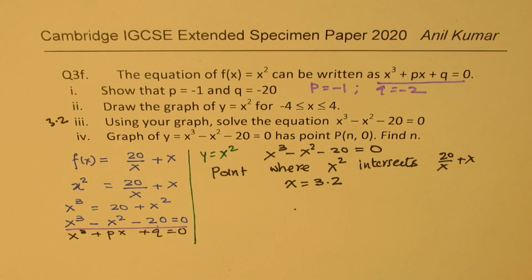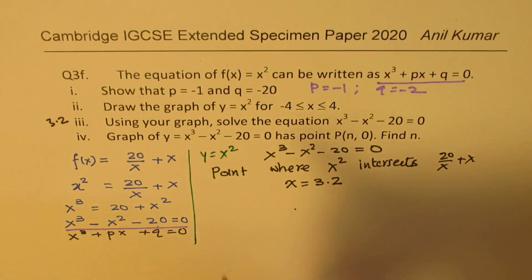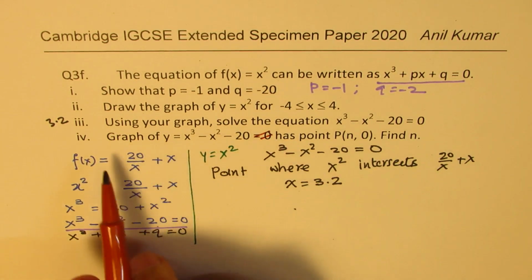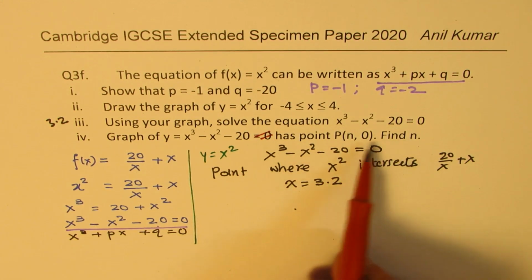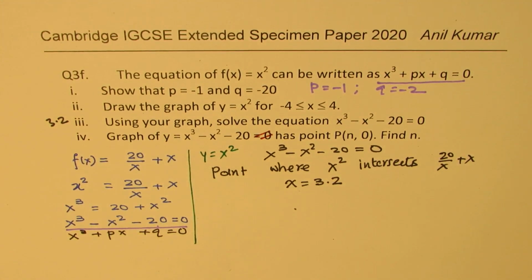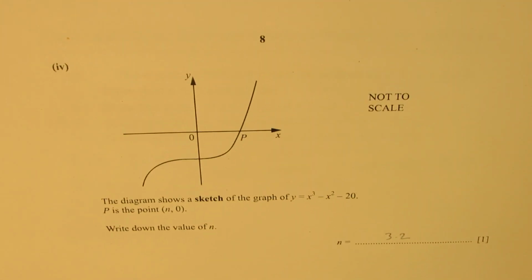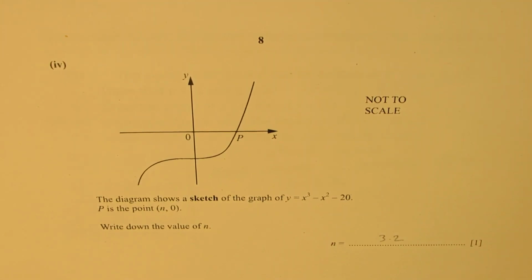Now let's do question 3F4. That's the last point. Graph of y equals x cubed minus x squared minus 20 has a point P, n, 0. So actually this 0 should not be there. Graph of y equals x cubed minus x squared minus 20 has a point P, n, 0. Find n, right? Now that really means that we are going to find the x-intercept of this graph. The graph is provided to you. Here's the graph for the given function, right? So the question is right here.